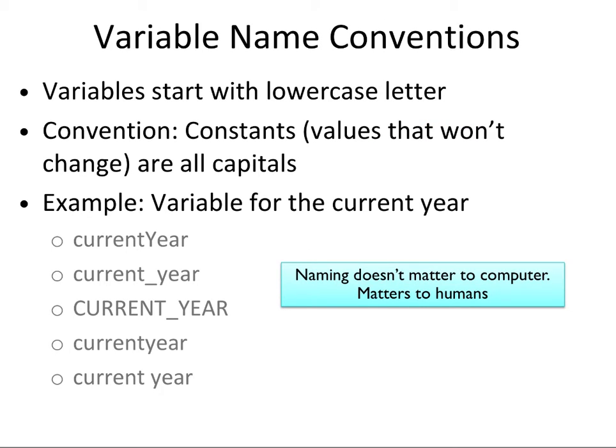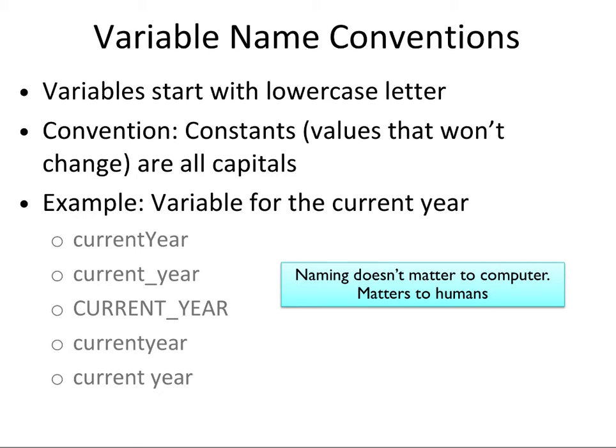Now, the Python interpreter doesn't care how we name our variables, but humans usually do. I don't know about you, but I like to read the programs that I've written, not just write them. So in general, we want to follow some conventions. Variable names should start with a lowercase letter. Constants, that is values that won't change, like pi, those should be in all caps.